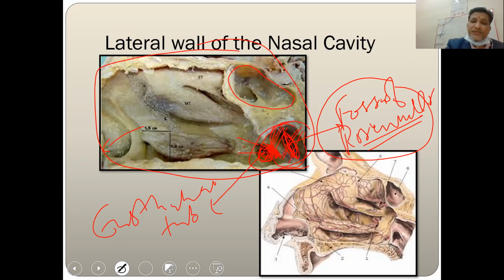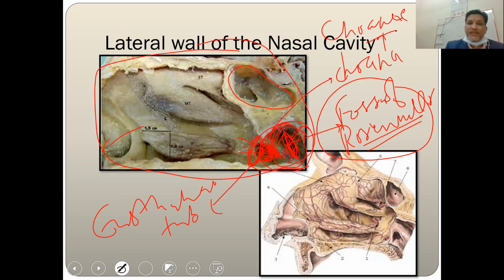The posterior part of the nasal cavity is continued with the nasopharynx through this opening. This is called the choana, and the plural is choanae. Choana is nothing but the continuation of the nasal cavity into the nasopharynx. This part is the choana.